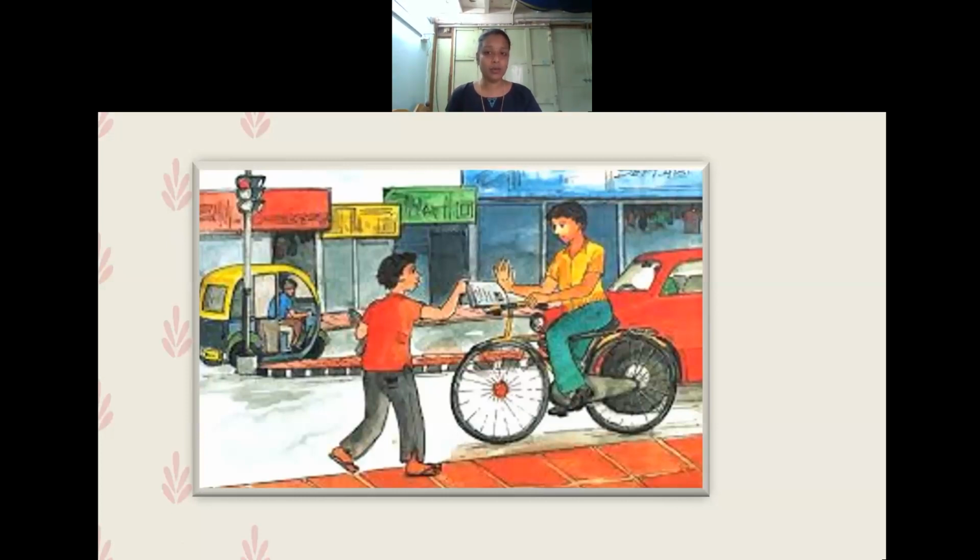So what is this Samir 1 and Samir 2? What will this picture elaborate? This is Samir Do, this is Samir Ek. What are the differences between them?